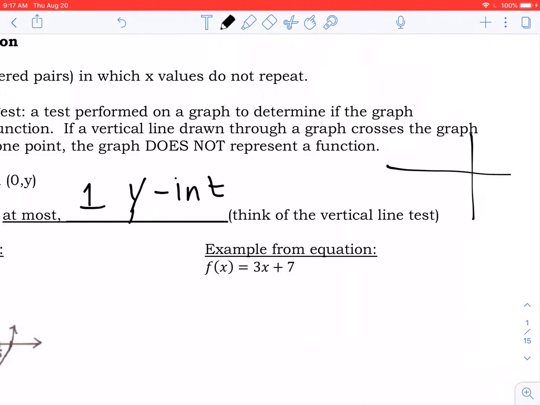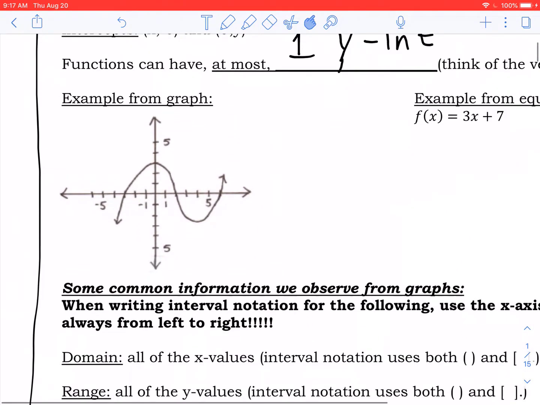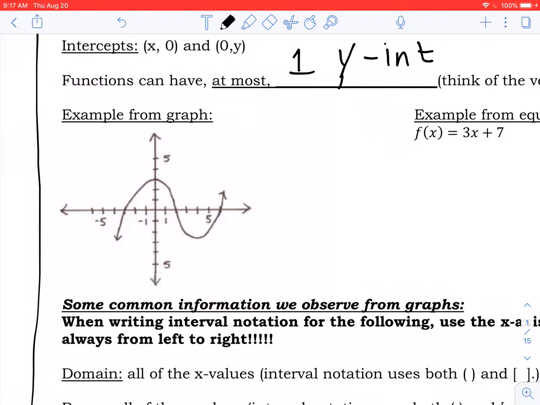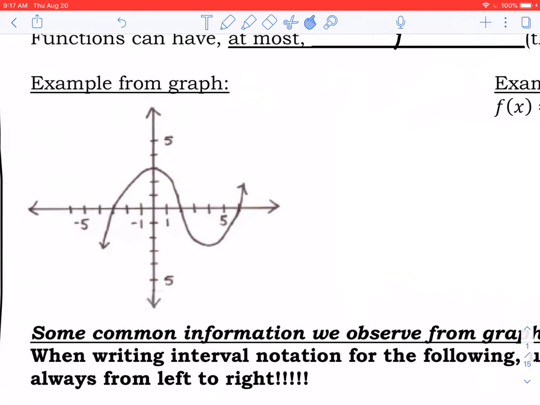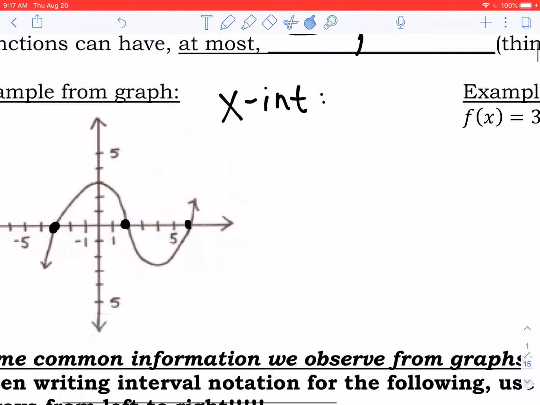But also notice, a function can have as many x-intercepts as it wants. And I've been using that word, but remember, intercept is where it crosses the x or y-axis. Okay? So it can have as many x-intercepts as it wants, but it can only have one y-intercept. So let's find a couple. So what are the x-intercepts of this graph? Well, it seems pretty clear that we have an x-intercept here, here, and here. So maybe we write those first. Where are my x-intercepts?